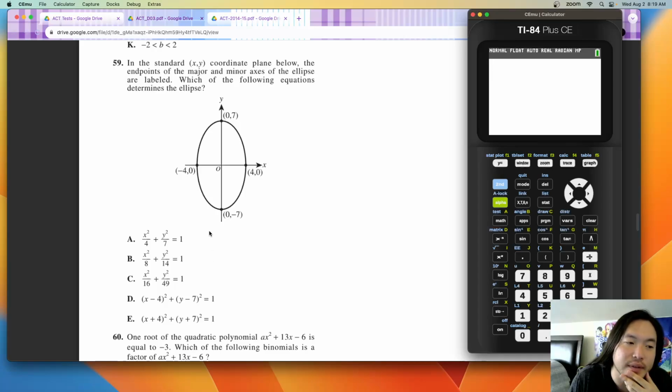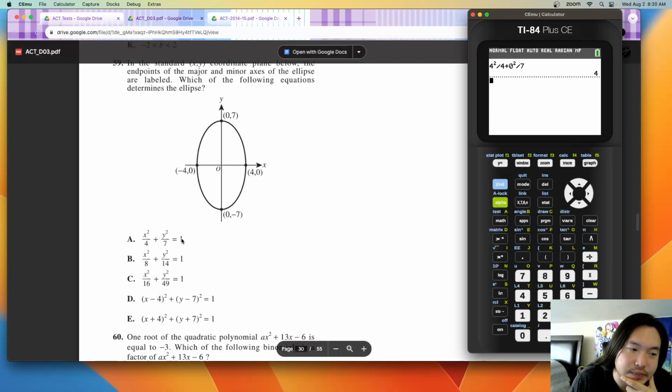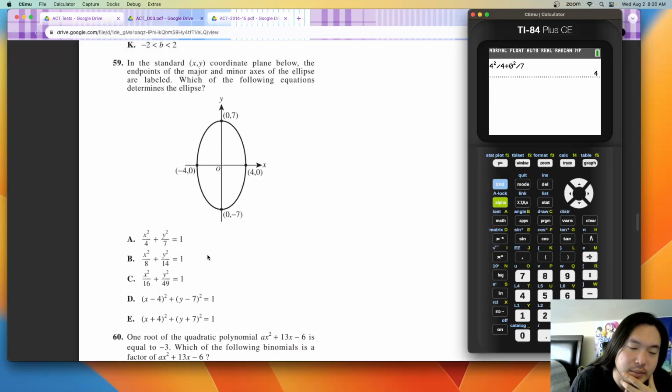But here, if you have 30 seconds or a minute to solve the problem, you can technically try plugging in the numbers, right? So you try A. Let's plug in 4, 0, right? So you do 4 squared divided by 4. You can do 0 squared divided by 7, but hopefully you realize I don't need to do that because 0 squared is 0. This is not it. I'm looking for 1. I'm getting a 4. We're going to have a similar situation in B.